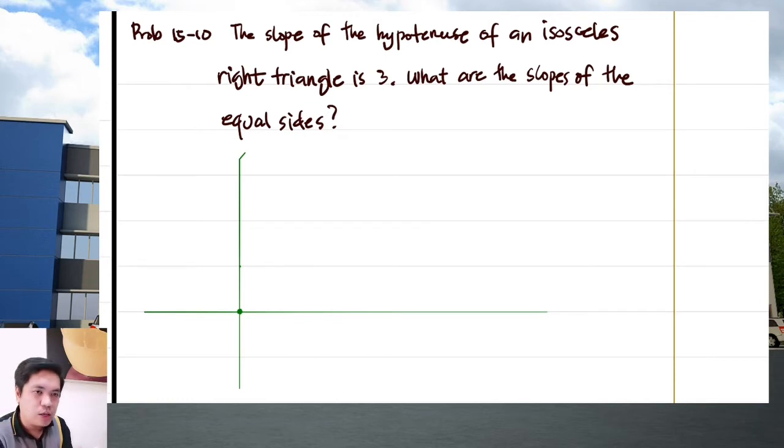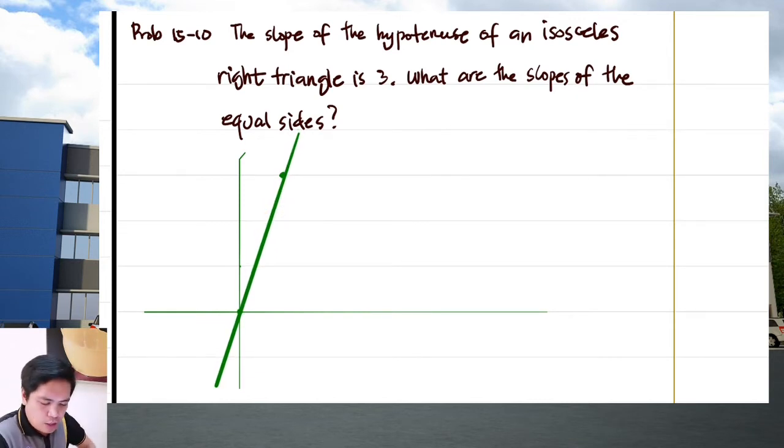Let's pass through the origin. Anyway, what the problem asks for is not the equation of the lines, but only the slopes. Okay? So suppose the hypotenuse is this. Since its slope is 3, that would be 3 rise. So from here, 3 rise: 1, 2, 3. Then 1 run, because 3 is 3 over 1. So that's rise over run. So 1, 2, 3, and one run. So this could be the hypotenuse of that triangle.